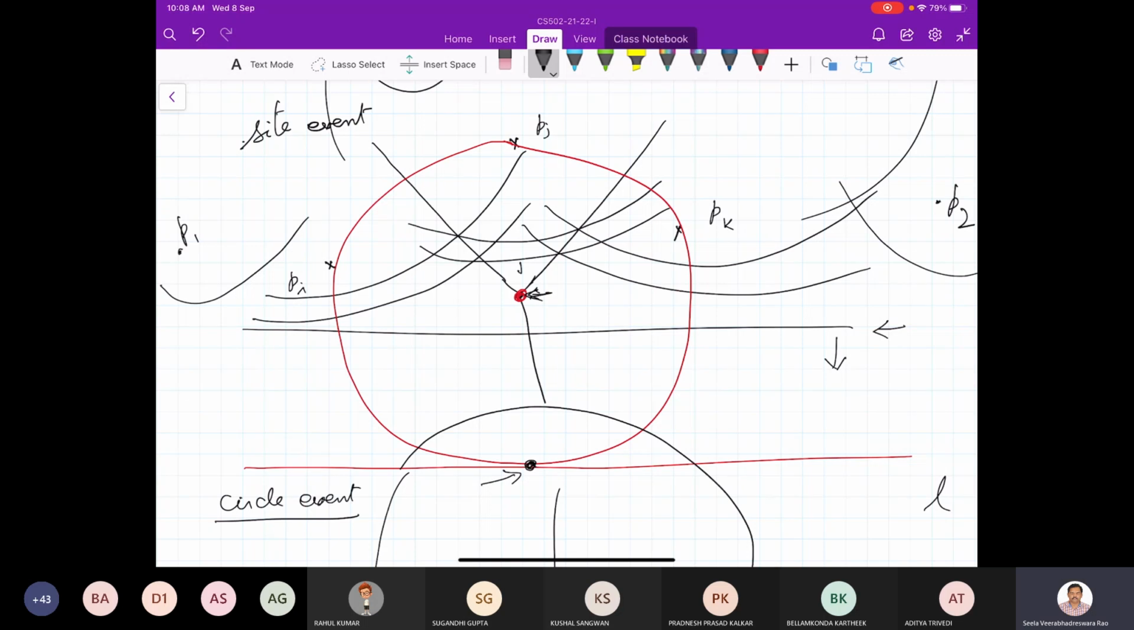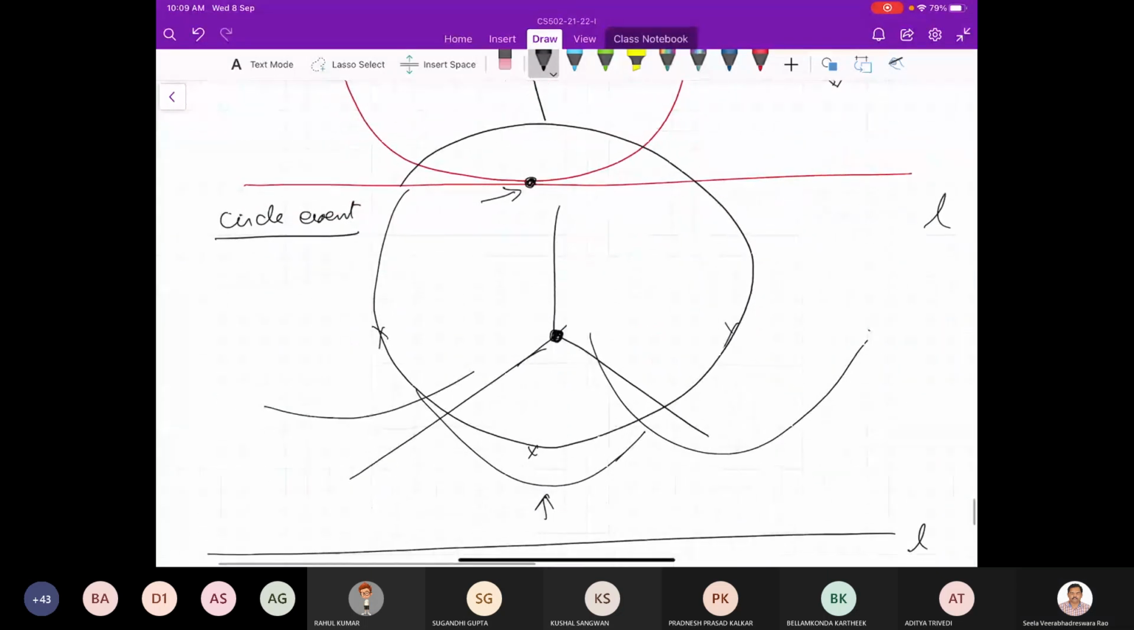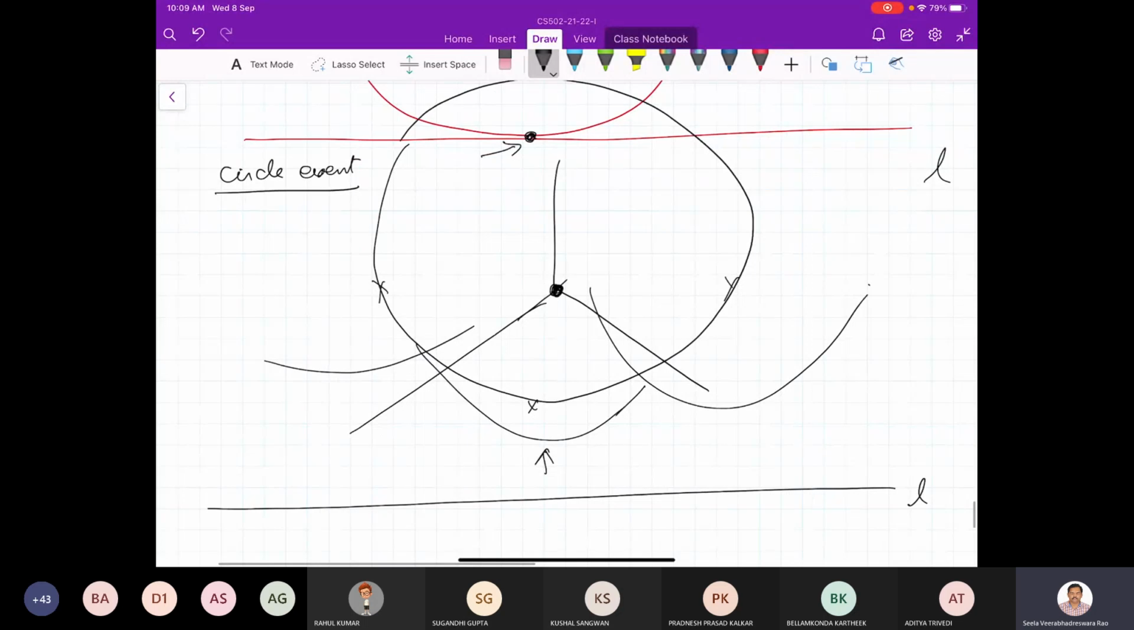That happens when the sweep line is tangent to the circle passing through the three sites, which are the three consecutive sites of the parabolas in this beach line, where this middle parabola is vanishing from the sweep line status. So the sweep line is tangent to this circle at its bottommost point. This is the circle event. And we have also seen that there could be some false alarms, false events.